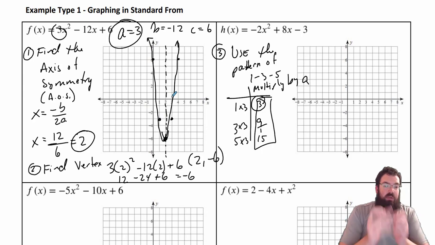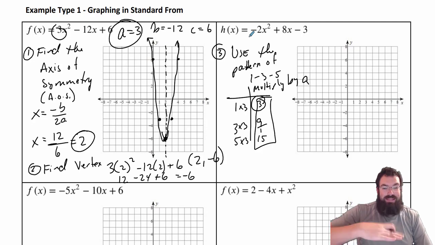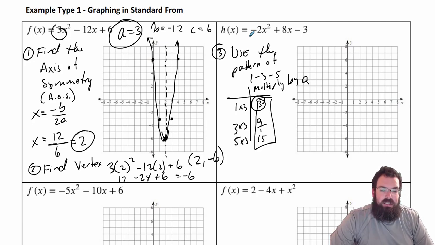This is a very skinny one because A is big. If A was small, then it would be pretty flat, like I sat on it, right? So those are your steps. Let's do the second one, h of x here, and then you'll do the next 2.